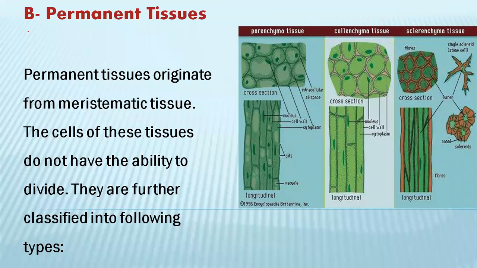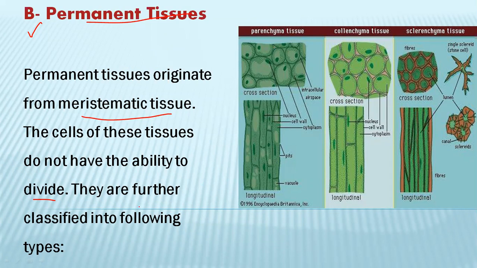Next, we'll talk about permanent tissues. Permanent tissues originate from meristematic tissues. Like I have told you, meristematic tissues are present in all the plants when the plant is growing from the seed, from the seedling. The cells of these tissues do not have the ability to divide. Permanent tissues means they lose the ability of division, so they don't divide. So what will happen then, and what type of cells are there?